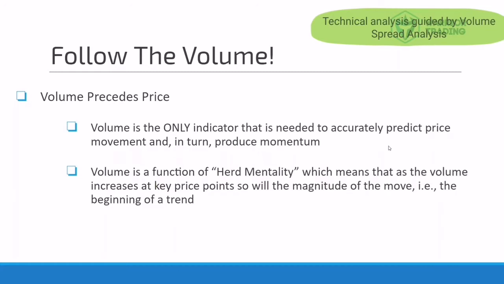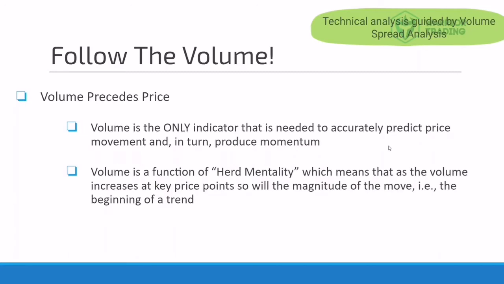Okay, so when I say the volume is the only indicator needed to accurately predict price movement, what I mean by this is that you really do not need any sort of oscillating indicators such as RSI, MACD, stochastics. Any of that stuff is lagging, which you may have heard before. All that stuff is going to do is give you an idea of the overall sentiment of the stock. Okay, yes, a stock could be strong, but is the move really going to continue? The only way you'll be able to accurately predict that is by utilizing volume.